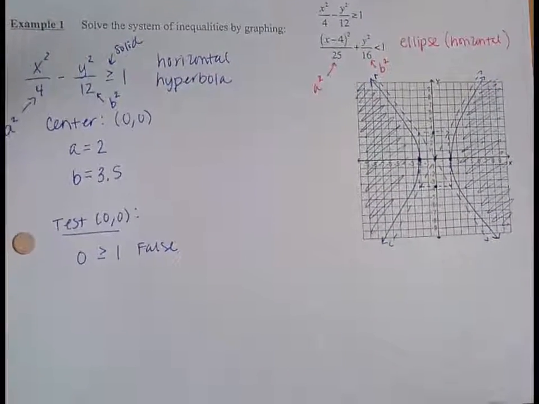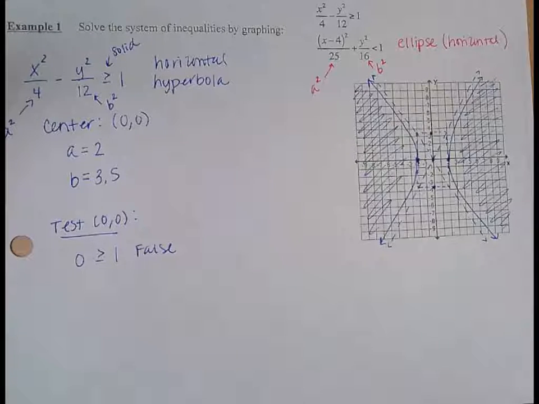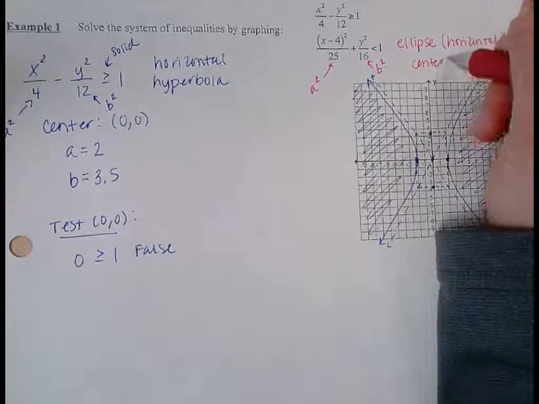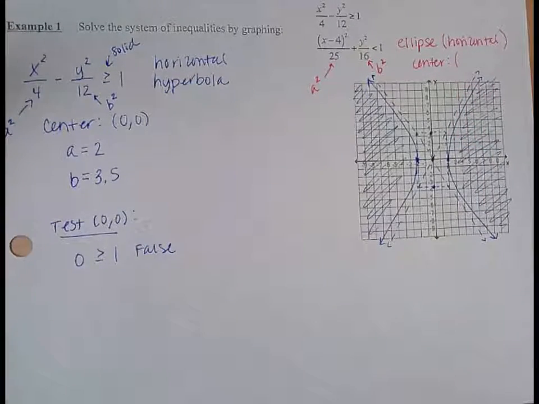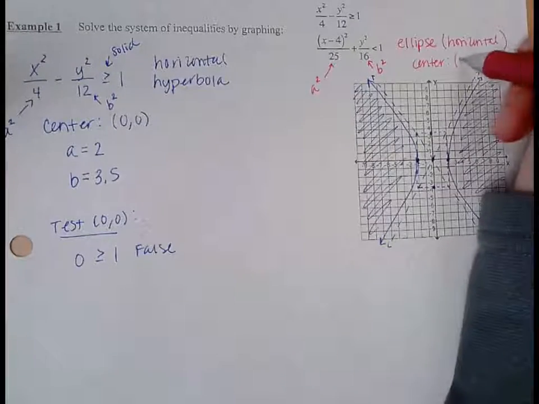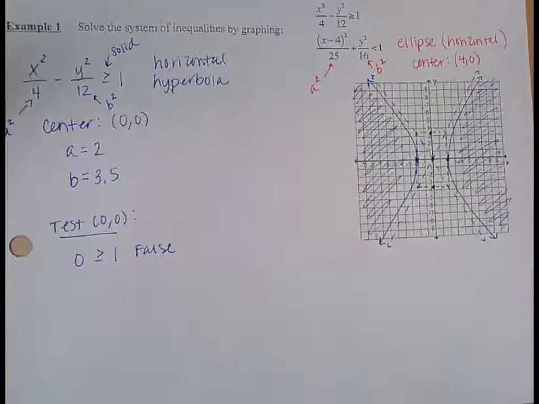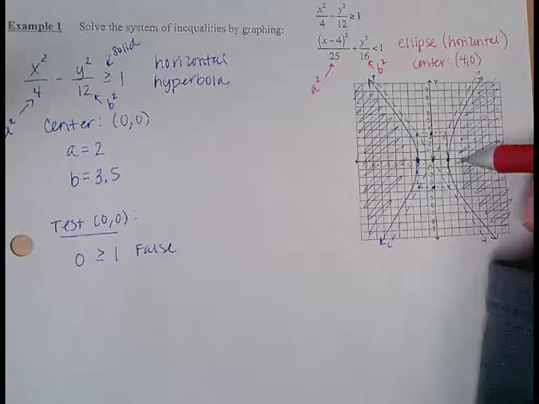So this is just good review of graphing all of these. For an ellipse, we find the same information, find the center. So h, k, what would the center be for this ellipse? 4, 0. h is positive 4, and then with the y squared, k is 0. So I'm going to plot 4, 0 right away.